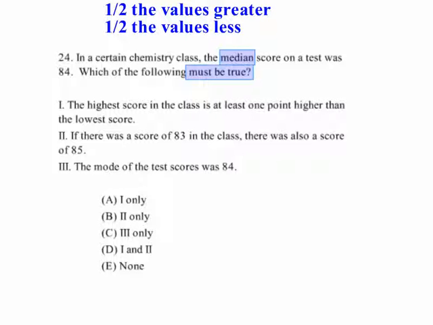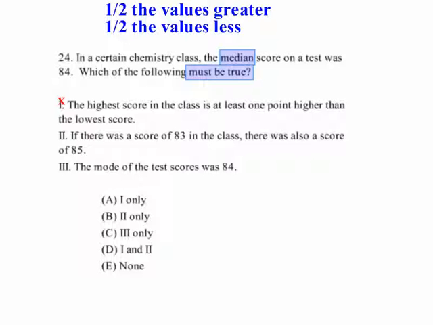No, that's not necessarily true. Technically, the median could be the midpoint if we had all the numbers be the same, then the median is that number. If everybody scored 84, your median would be 84. If there was a score of 83, there was also a score of 85. Well, that's indicating that you've got 83 and 85, and those are the only test scores. Again, it doesn't have to be true.